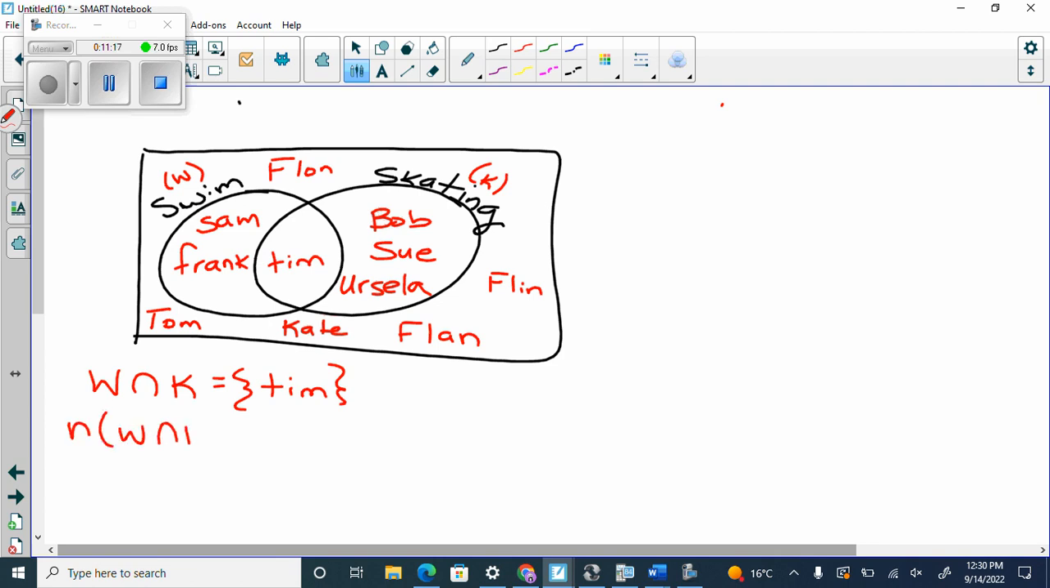N of W and K. That's the number of elements in W and K. How many are there? 1. Do I put it in squiggly brackets? No, it's an answer. Makes sense? So if it does have the N, you answer it. If it doesn't, you have to state who the things are.